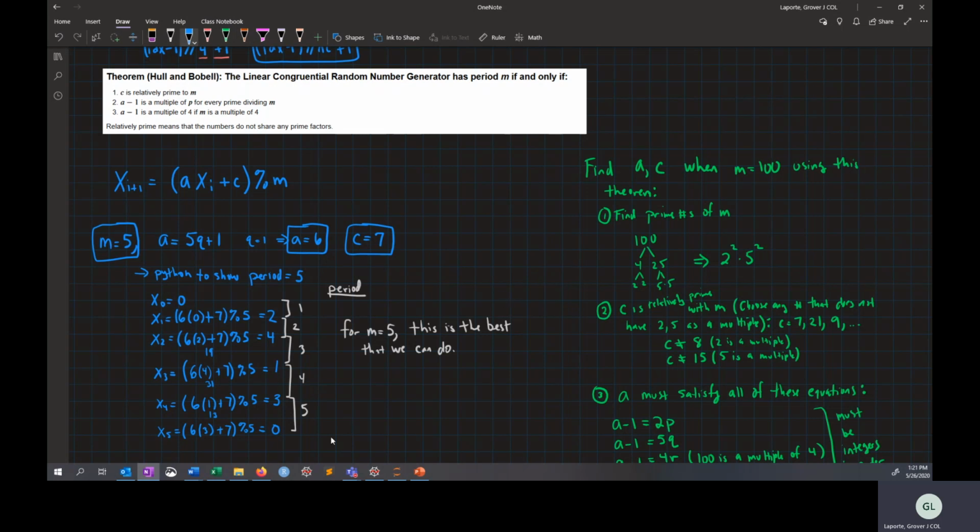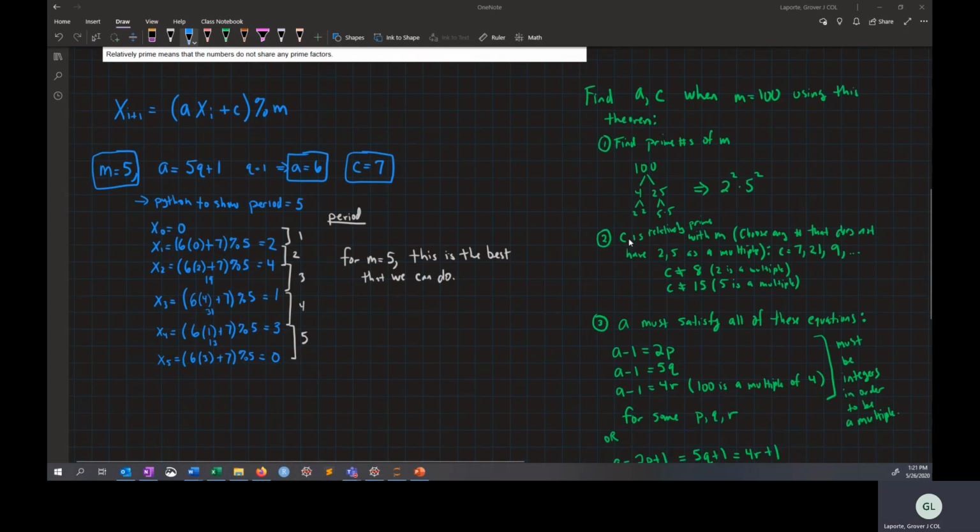Okay, with that being said, let's look at a more difficult one. I'm going to find A and C when M is equal to 100 now, using the same theorem and the same ideas. The first step is to find the primes of M. M is 100, and I'm sure everyone's seen this before. You just multiply it out until you get all of the factors at the bottom, and then put the factors together, and you see that 2 and 5 are your two primes.